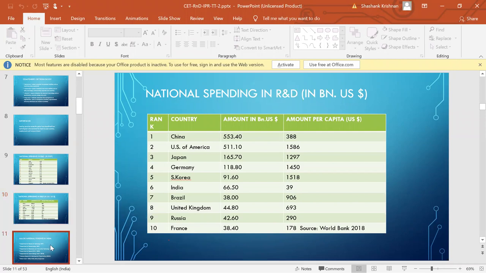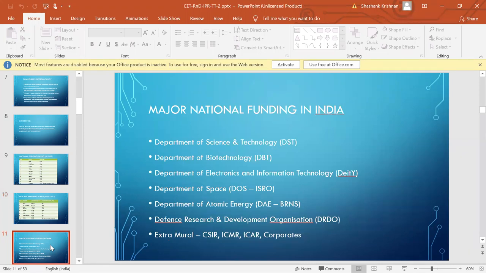Why I said all this is because there is scope for conversion of good R&D to industry, which can generate a lot of revenue and wealth creation for a nation. So let's look at what are the major national funding organizations in India.